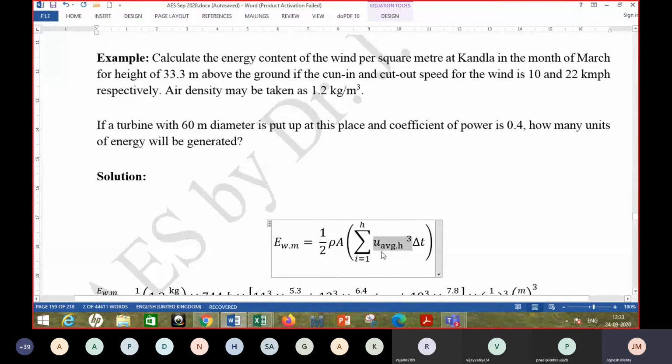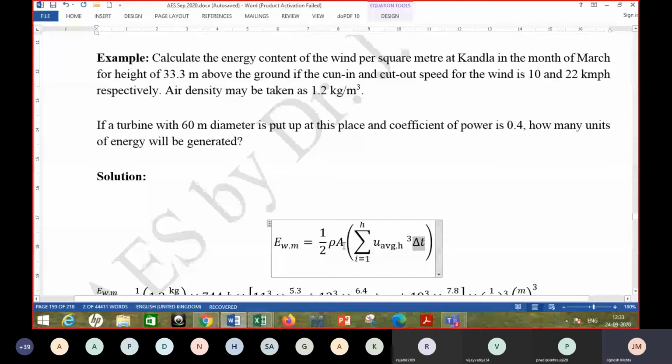But mind well, these velocities are in kilometer per hour. You want it in meter per second, so you will have to divide it by 3.6. What you may do is multiply it by 1 upon 3.6 cube, common for all the readings. And then this delta t is the time period, so you have to take care of that, and then there is 1/2 rho A. If you're talking about E upon A, then you are only going to write this 1/2 rho.